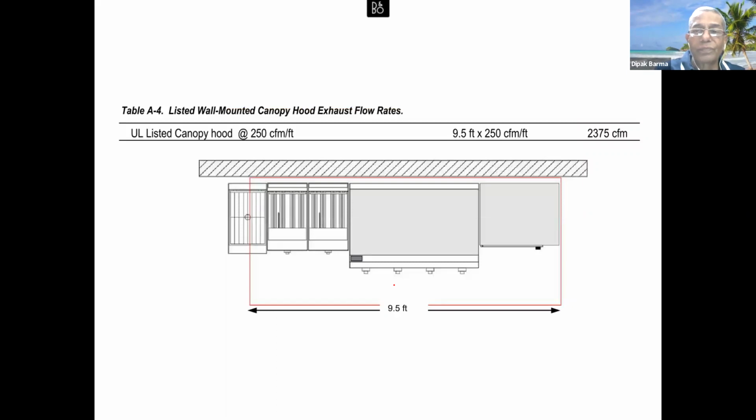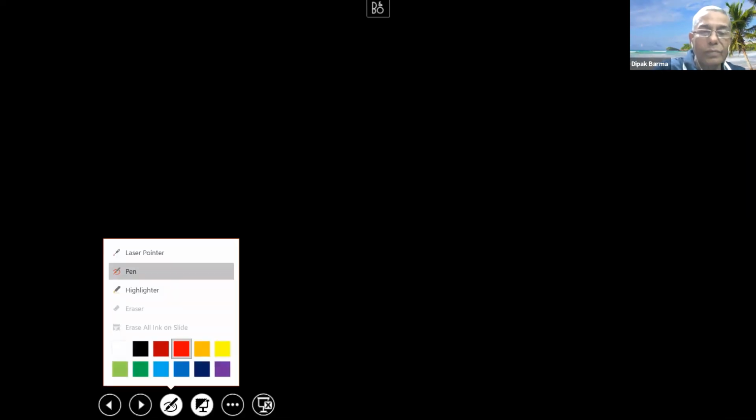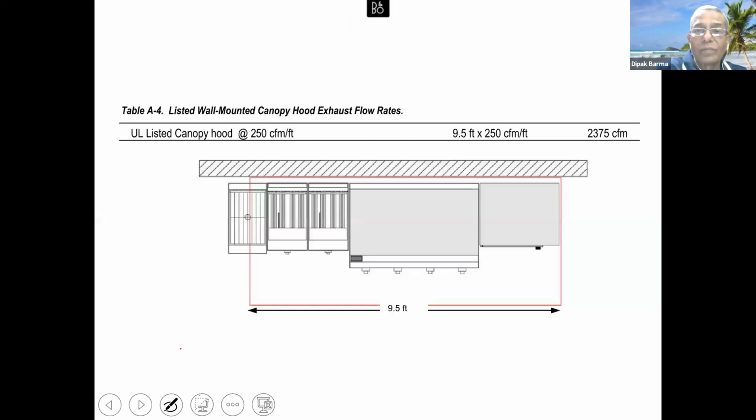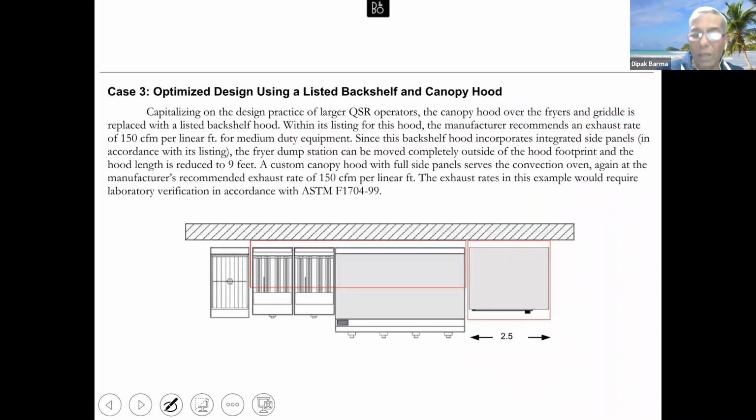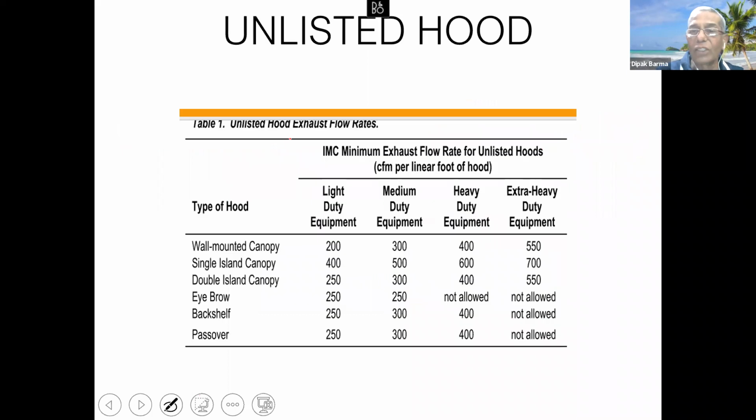So, considering this, 9.5 feet into 250 CFM per square foot works out to 2375 CFM for a UL listed canopy. Whereas for an unlisted canopy, we have had how much?